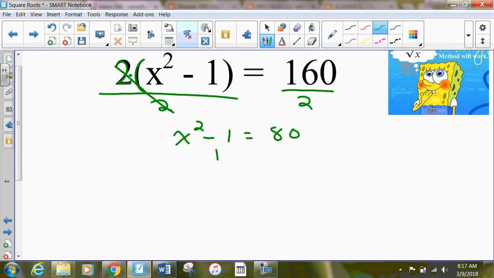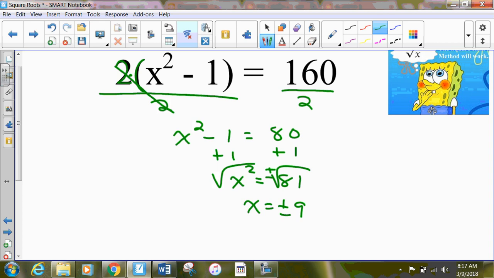If it makes sense to you and you like it better, then use it. If you like the other way better, use the other way. We end up in the same place, right, with plus or minus 9. Either way is going to get you the answer.